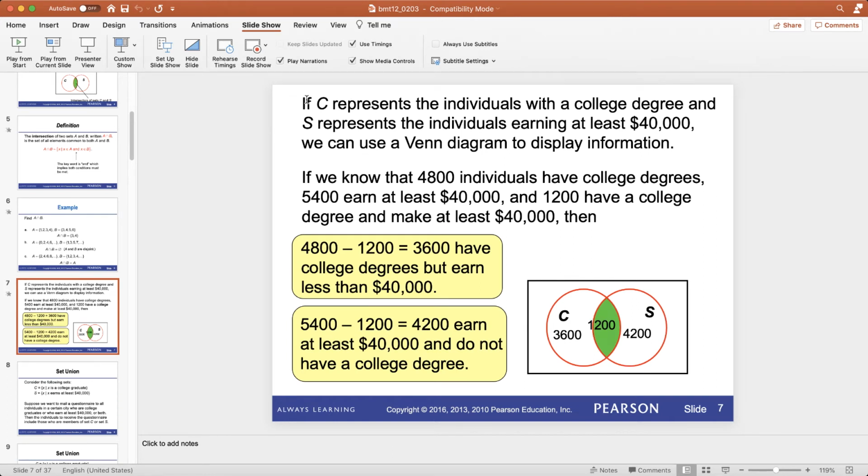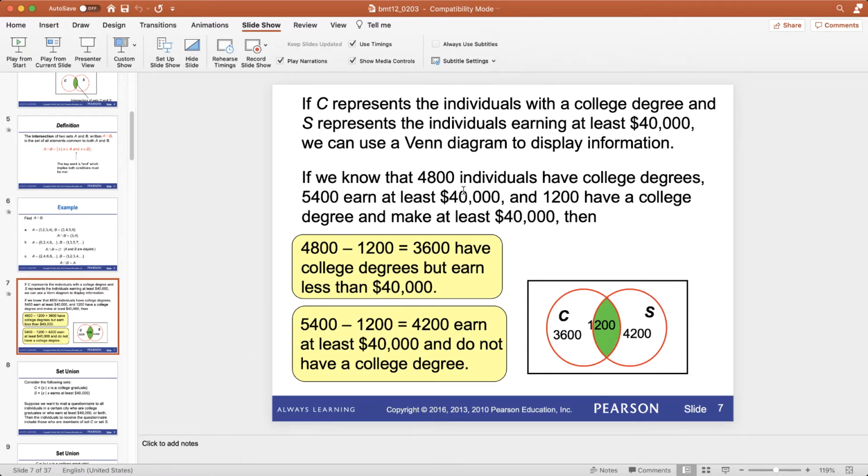So it says if C represents the individuals with a college degree and S represents individuals earning at least $40,000, we can use a Venn diagram to display this information. If we know that 4,800 individuals have college degrees, so this circle C should add up to 4,800, and 5,400 earn at least $40,000, and 1,200 have a college degree and make $40,000, you can split it up in this way. Just make sure that your addition makes sense. For C, you should have 4,800. For S, you should have 5,400.